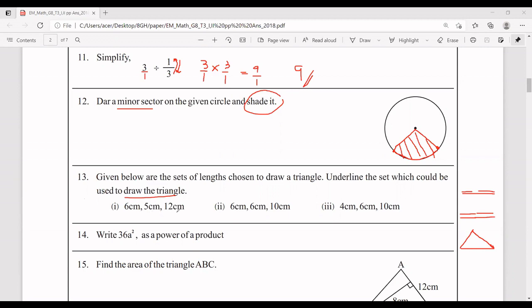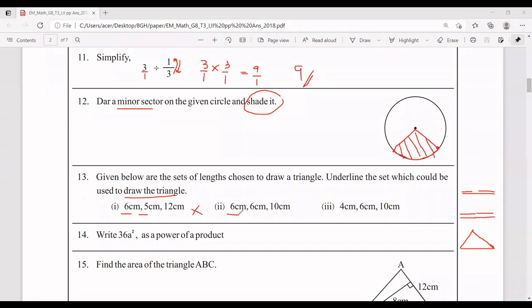According to this, of the 3 sets, using which set can you make a triangle? Select the 2 smaller values, 6 and 5. 6 plus 5? 11. 11 is less than 12, so you can't make a triangle here.